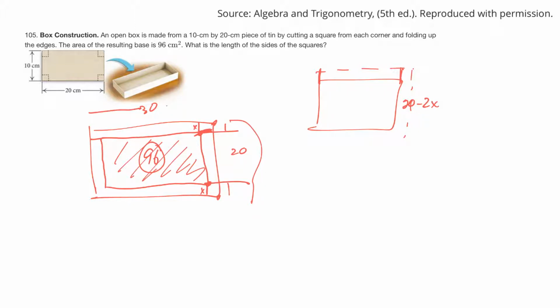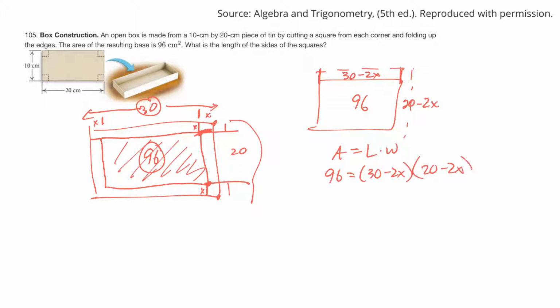If the whole distance is 30, then just this portion from there to there has to be the whole 30 minus those two x's. So this distance is 30 minus 2x. And I know the area is 96. So I can go area is equal to length times width. Area, they say, is 96. The length is 30 minus 2x. And the width is 20 minus 2x.